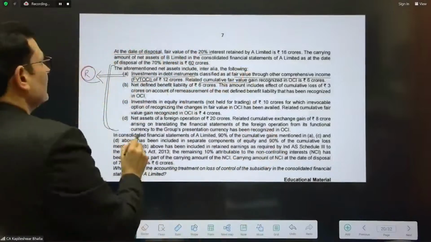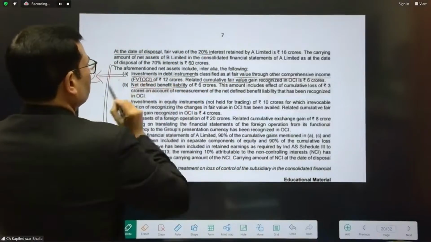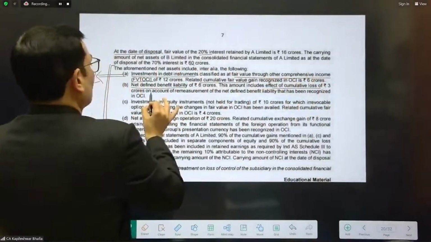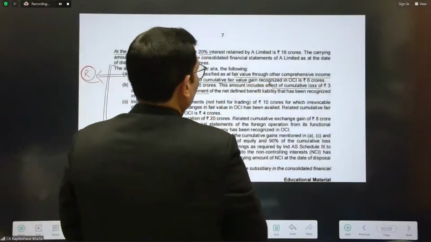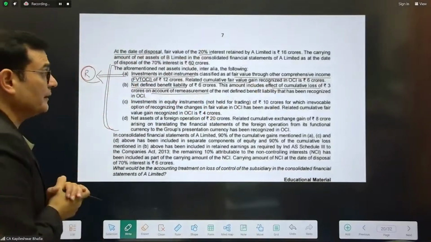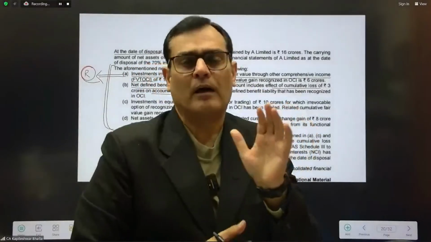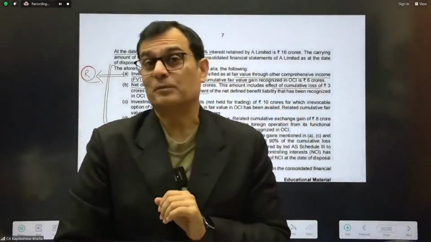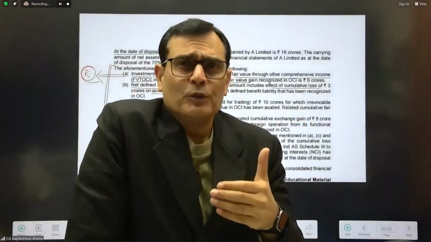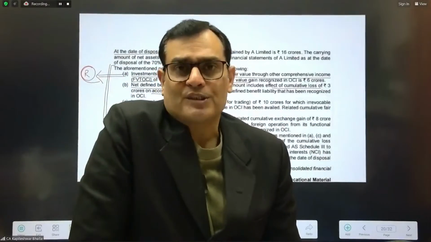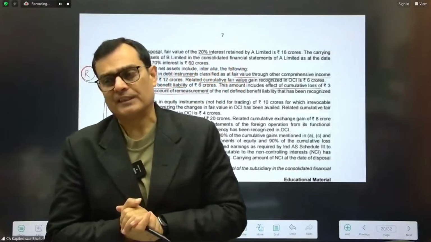We'll see that. Then he says there is a net defined benefit liability, and this is also including a cumulative loss on account of remeasurement of net defined liability and is taken in OCI. This is by virtue of Ind AS 19. And if you remember, I want to put a question now at this particular stage. When you get a fair value gain or loss, or we can say a remeasurement gain or loss, and that amount is taken in OCI, can you tell me in terms of OCI, which tab of SOCI is it taken?